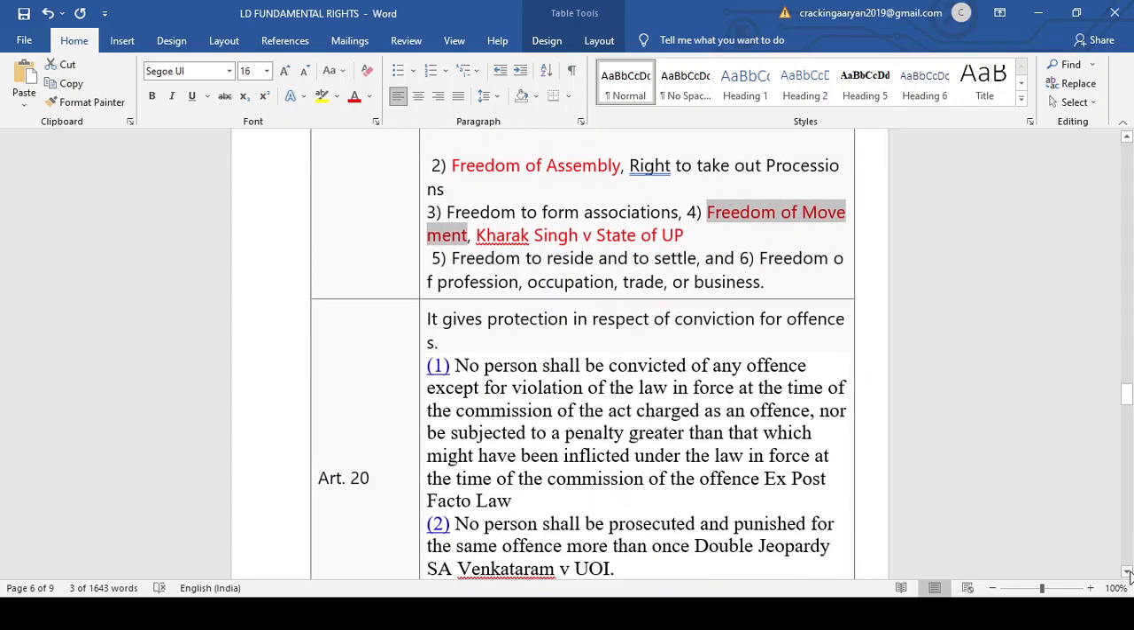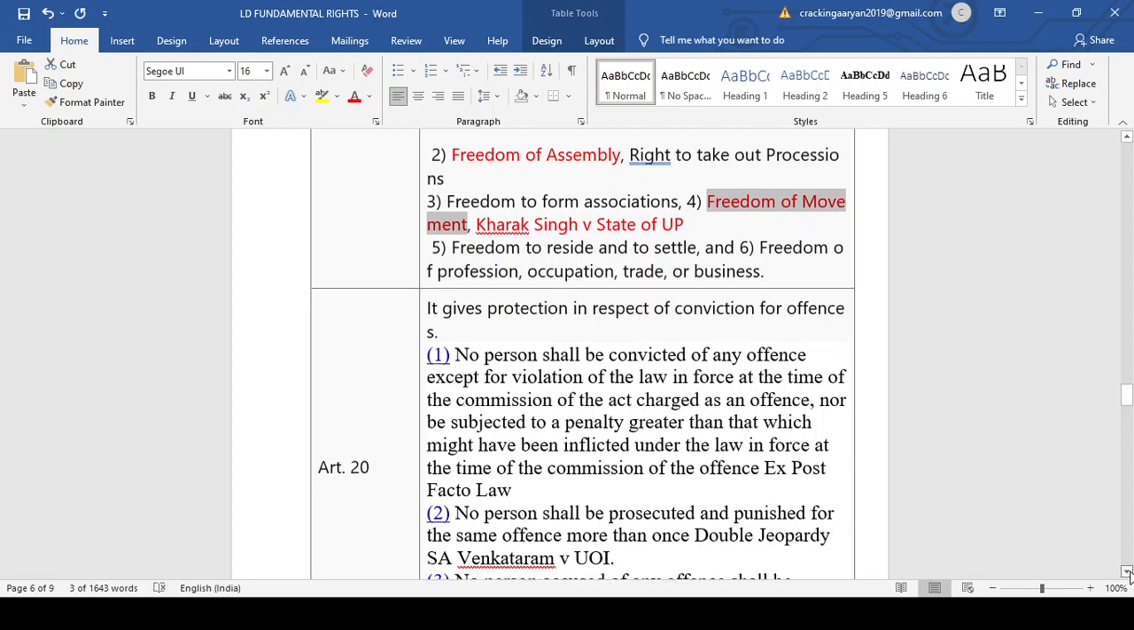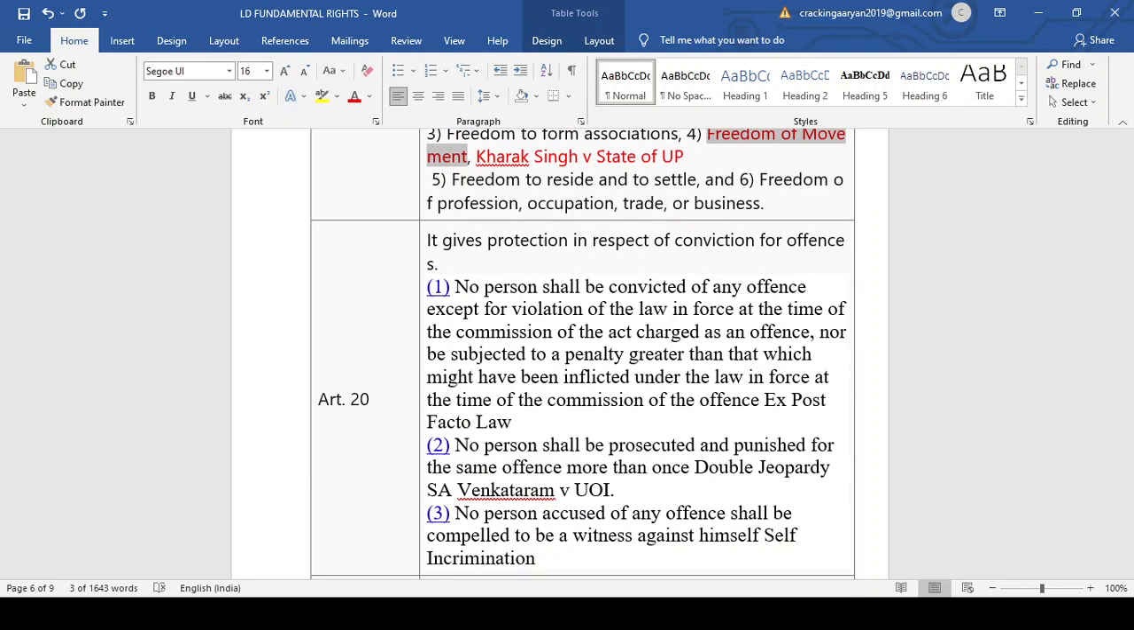These are the 6 fundamental freedoms that are given to a citizen of India, only to a citizen of India. Always remember, the reasonable restriction talked about here should not be arbitrary, it should be proportionate. The objective of that reasonable restriction should also be taken into consideration. So I hope Article 19 is clear to everybody.